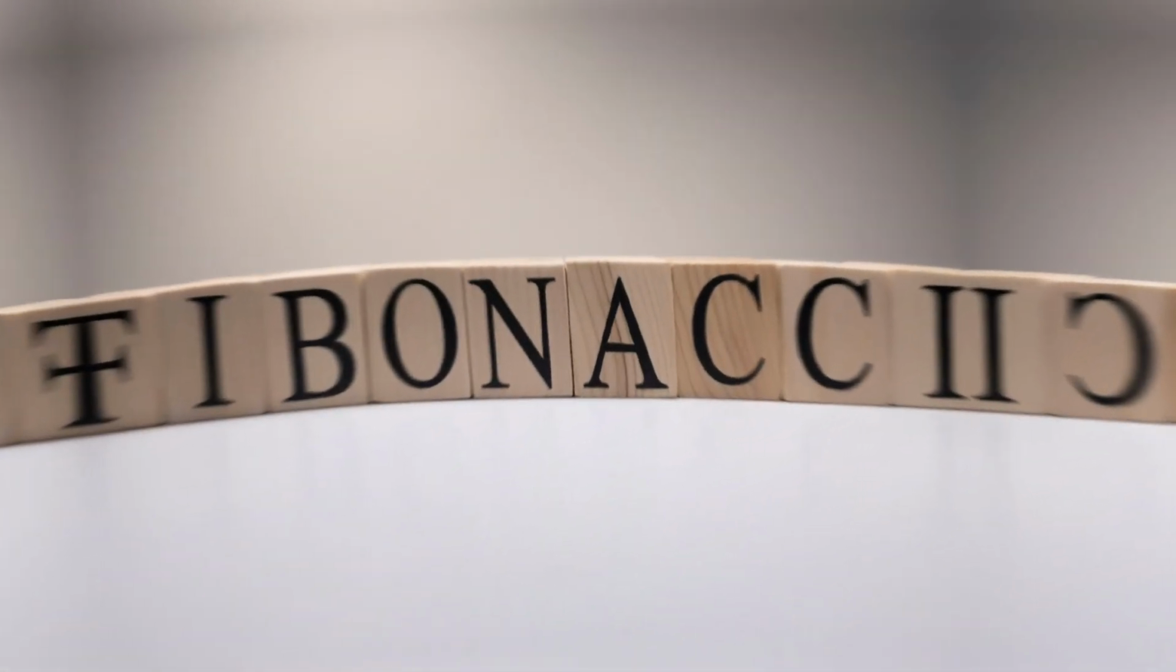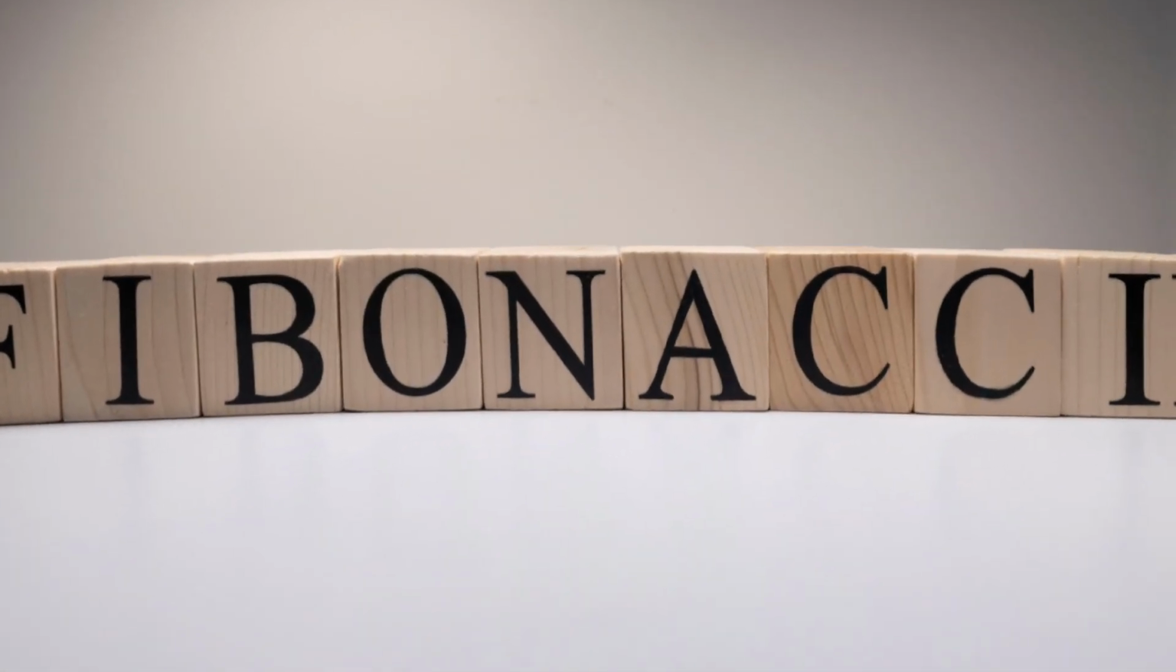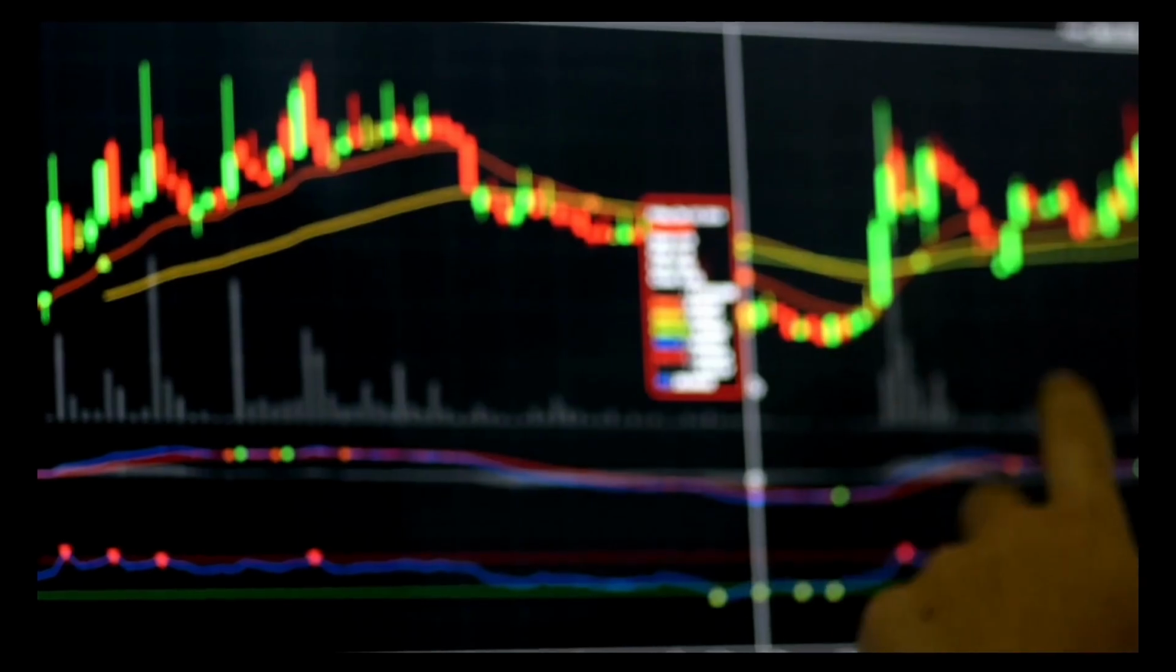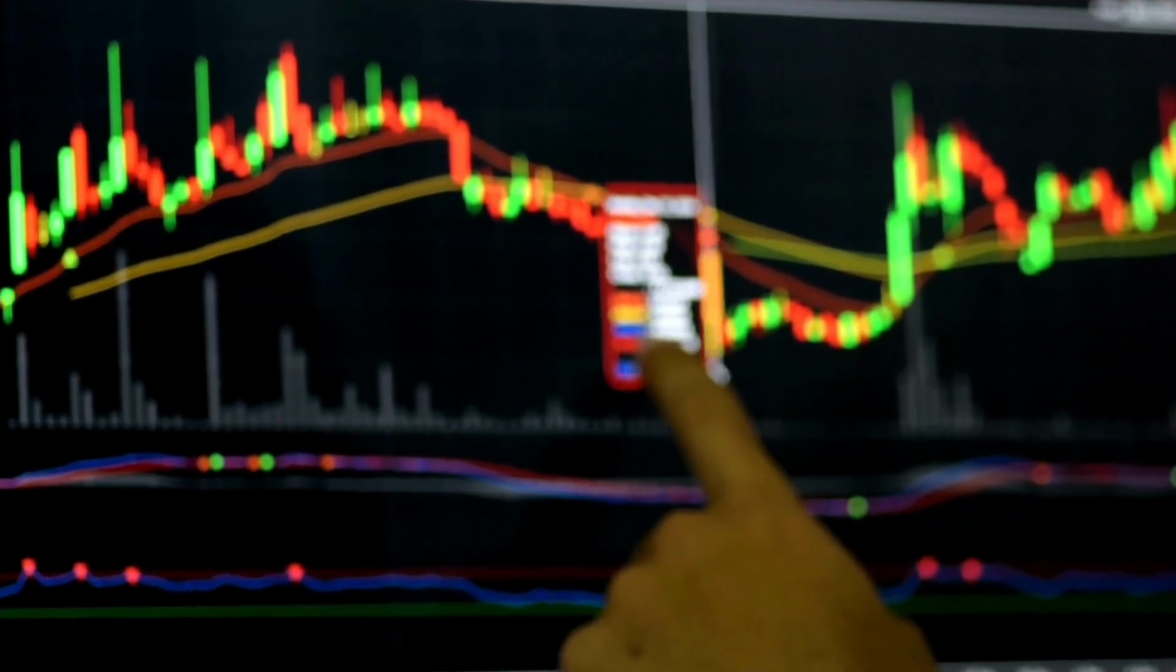In this video, we will cover everything you need to know about the Fibonacci Retracement Tool, including what it is, how to use it, and some practical examples to help you better understand it.